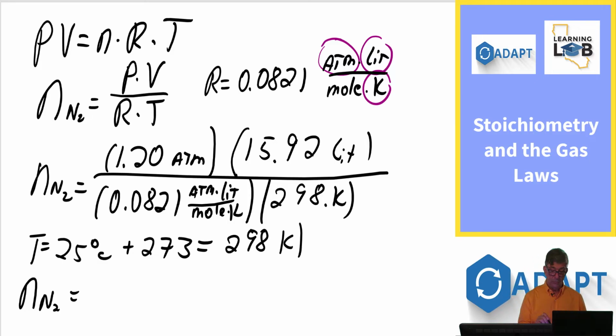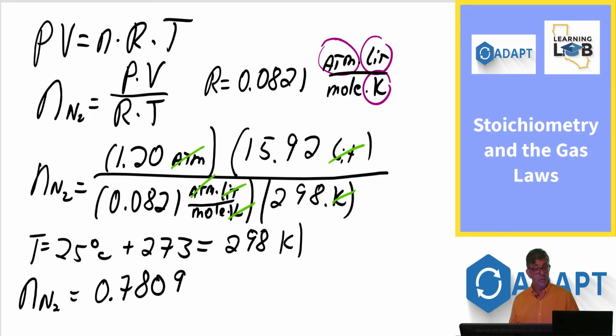But let's track our units and make sure everything cancels out correctly and our answer will be in moles. Atmospheres cancel out, liters cancel out, and Kelvin cancels Kelvin. In the denominator we have reciprocal moles. So everything is correct as far as the units, and our N2, this is actually the answer to part A: 0.7809 moles of nitrogen.